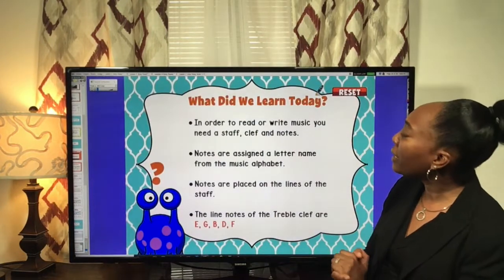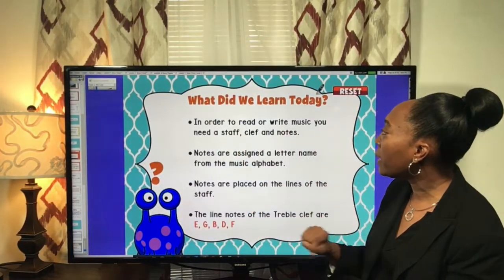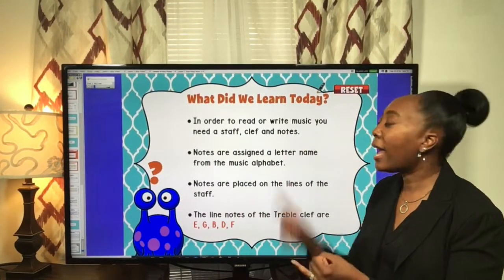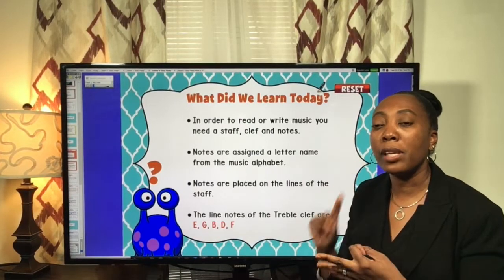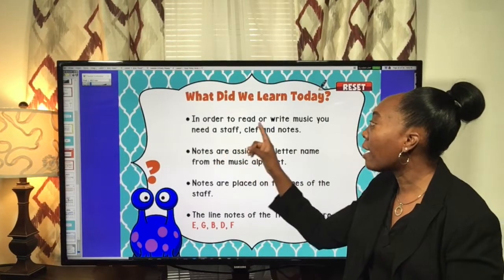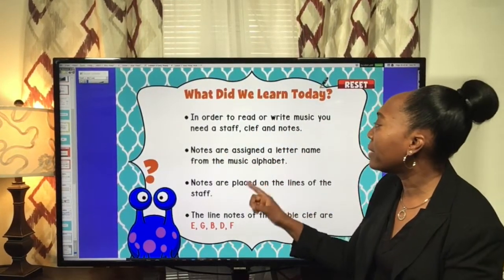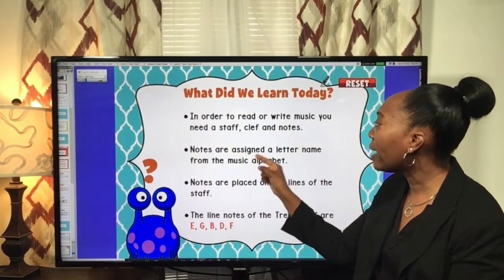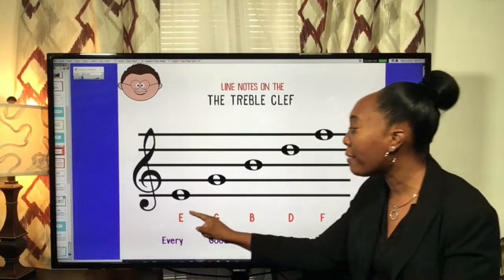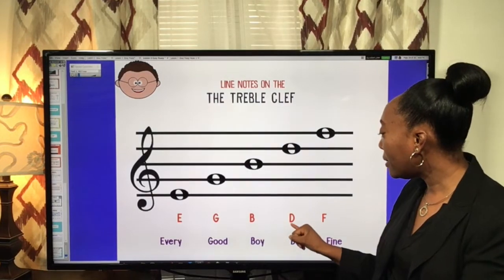So let's talk about what did you learn today? Well, in order to read or write music, you know that you need a staff and you need a clef, and of course you need notes. And you already know what to do when you have a staff, a clef, and notes. And then you were able to take those notes and assign a letter name from the music alphabet, right? And we have an E in our music alphabet, a G, a B, and a D, and an F.